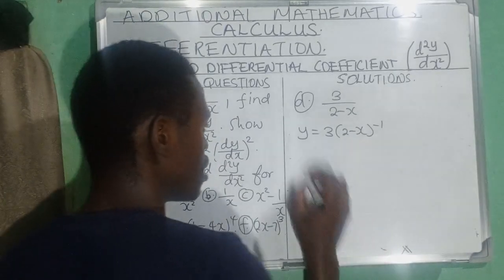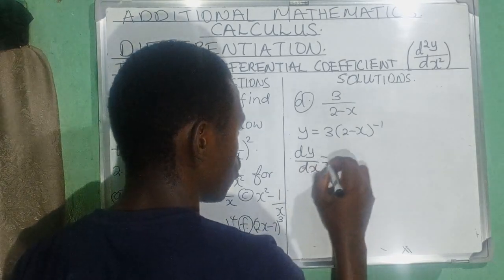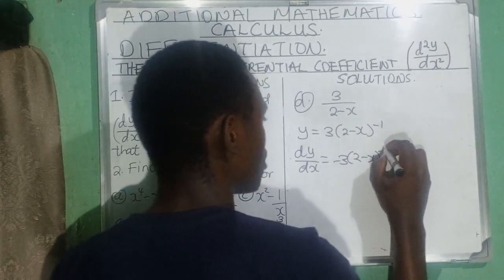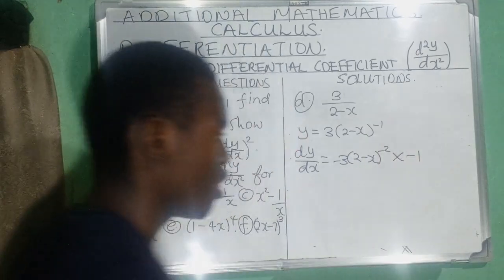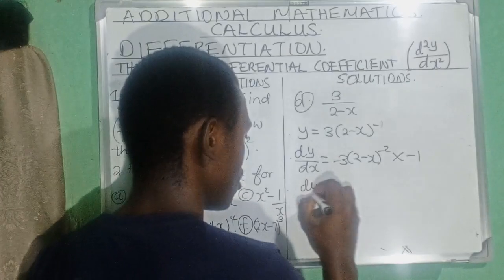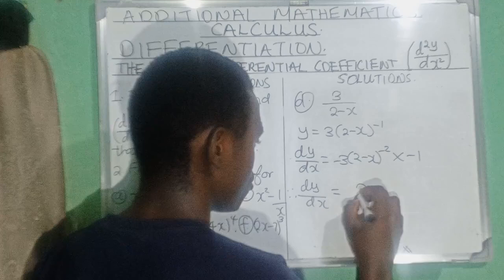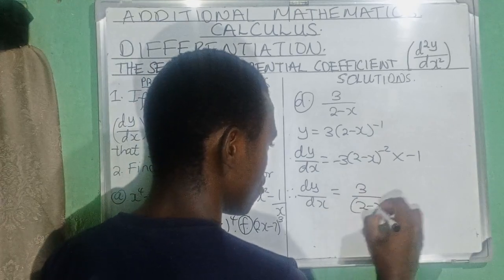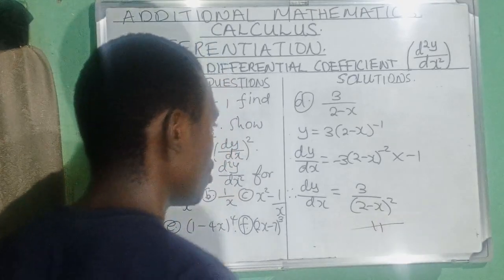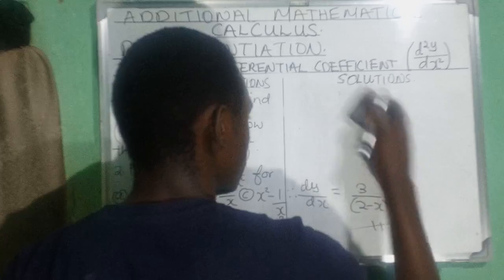Then to differentiate it, you're going to say dy dx is equal to negative 3 multiplied by 2 minus x raised to the power negative 2 multiplied by the derivative of the core, which is negative 1 in this case, and then our dy dx will therefore be equal to the positive 3 divided by 2 minus x raised to the power positive 2 as your final answer for your dy dx.